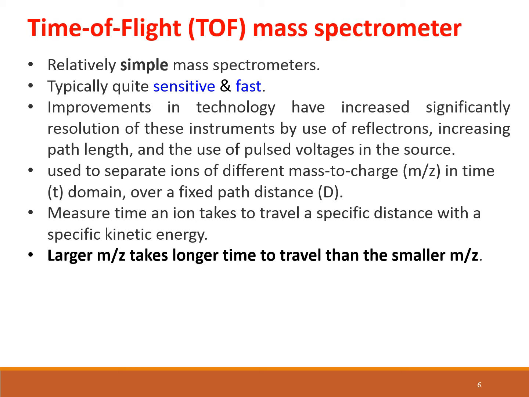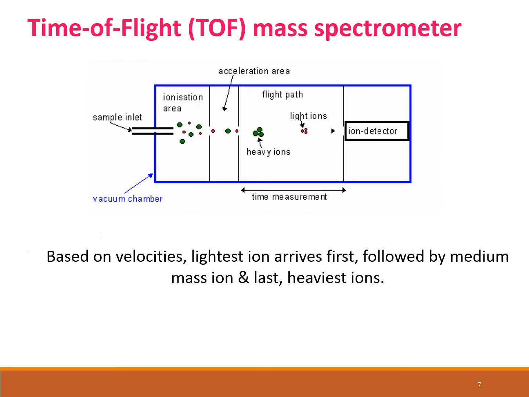So we measure the time an ion takes to travel a specific distance with a specific kinetic energy. The larger m/z takes a longer time to travel than the smaller m/z. So based on velocities, the lightest ions arrive first, followed by the medium ions, and lastly the heaviest ions.